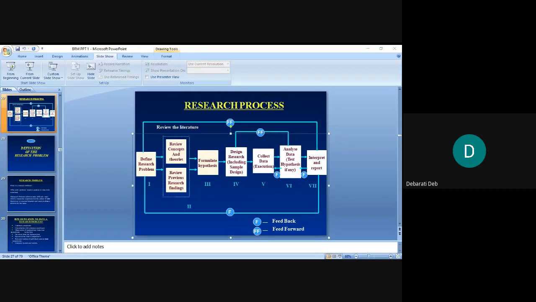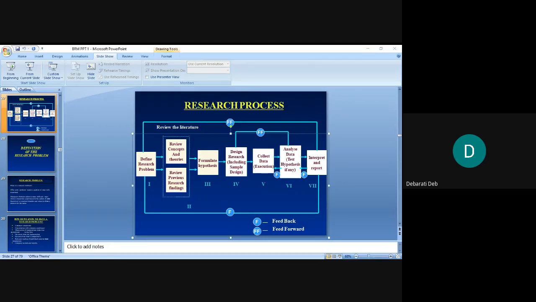So in that case you need to finish at least the first two steps, that is defining the problem and doing the literature review. Then you can start writing. And once you finish writing the objectives, then you also have to write about the hypothesis. When you write about the hypothesis, the third step will also be covered.